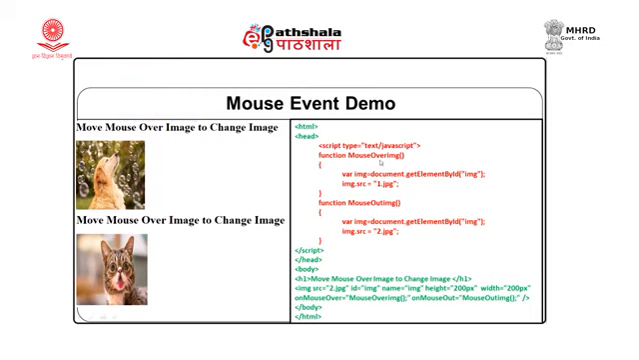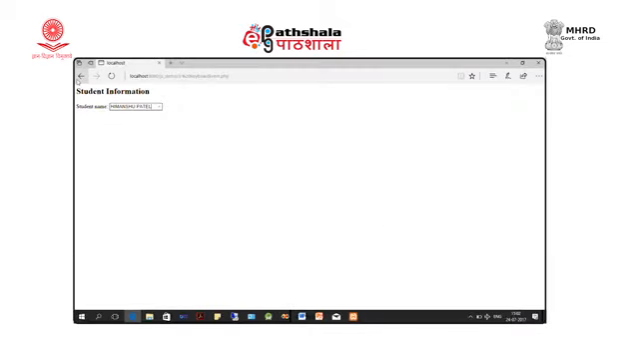So, you have to do nothing but just change its source to another image. So, here I take one variable img which points to this image, and then I change its image to 1.jpg whenever the mouse is moved over this picture, and whenever the mouse is out of this image I will restore my original image. So, let us demonstrate this code inside the browser.